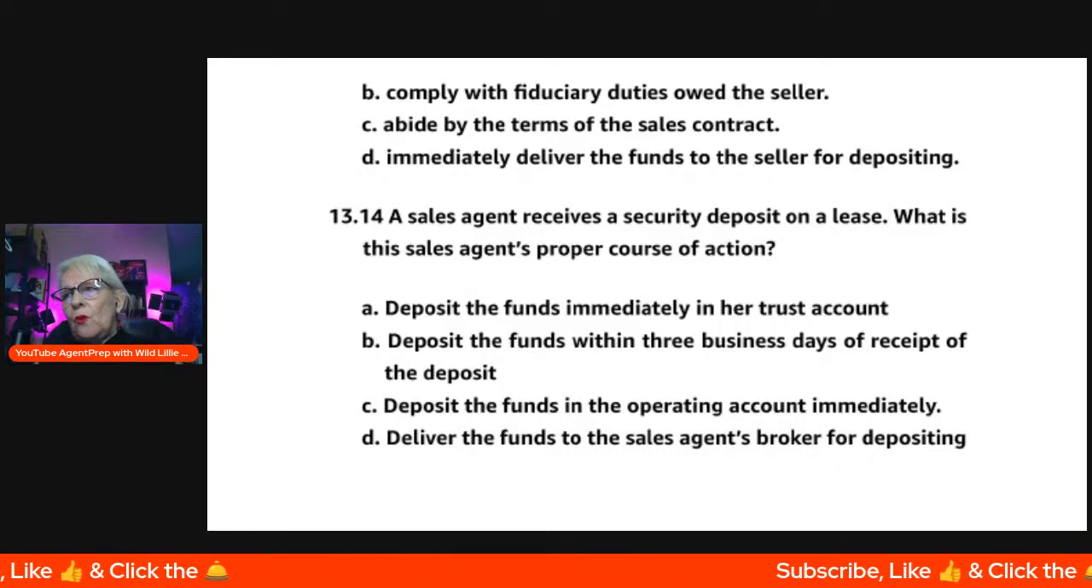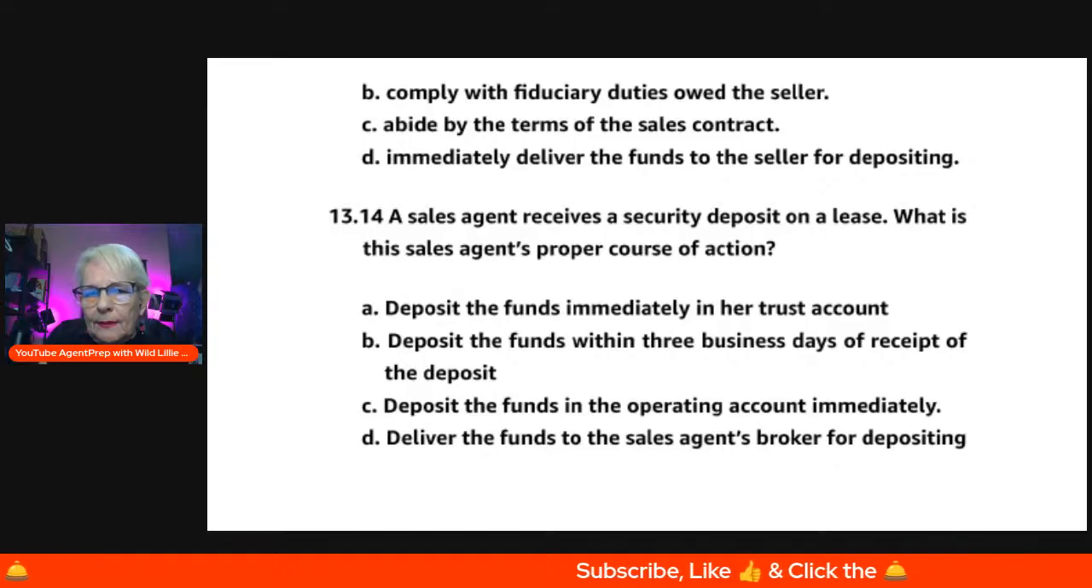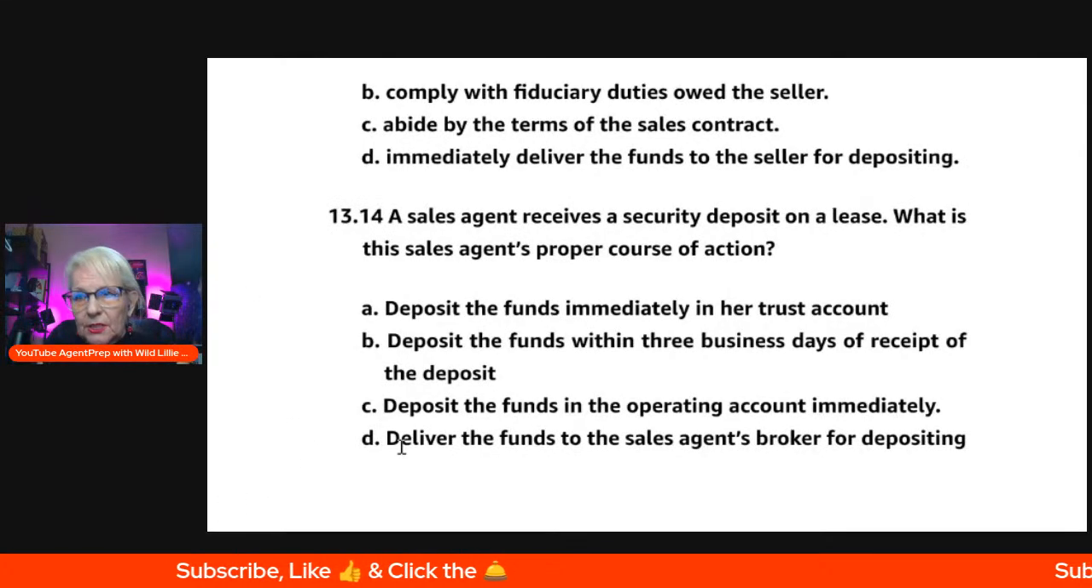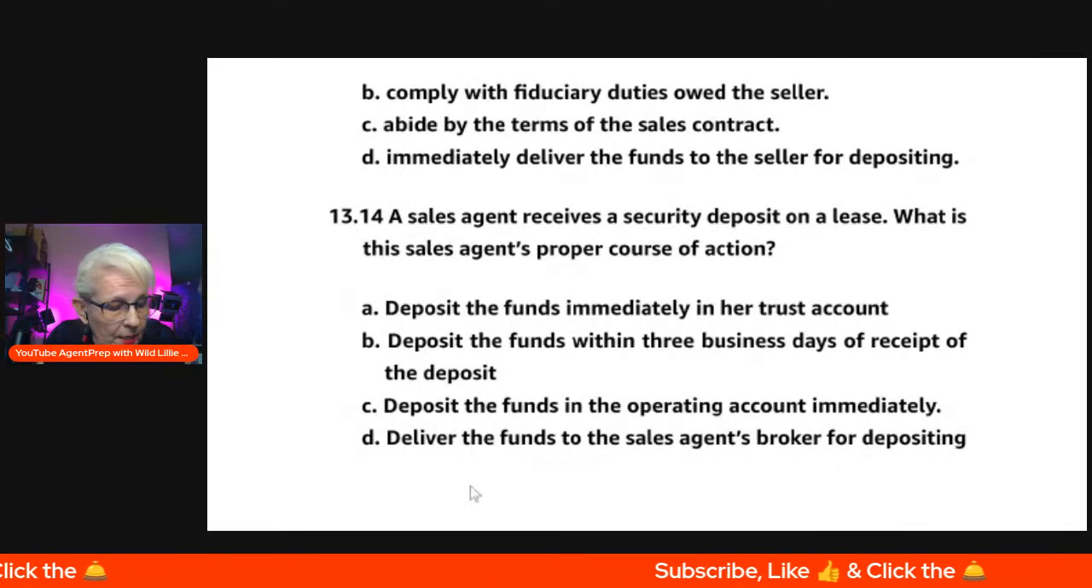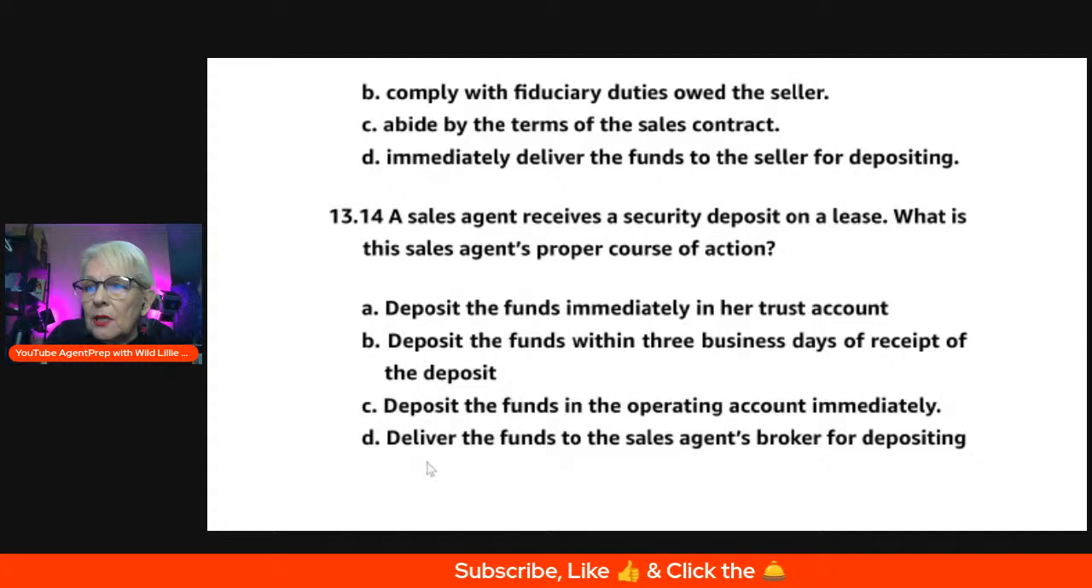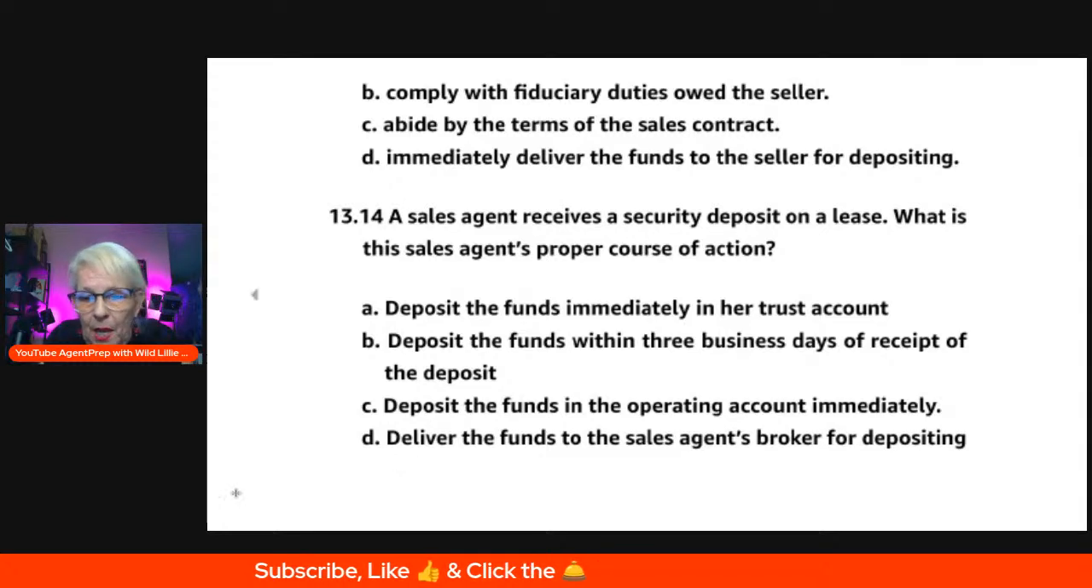That would be more for a sales contract. This is a lease. So with the lease, deliver the funds. The answer is D. Deliver the funds to the sales agent's broker for depositing.